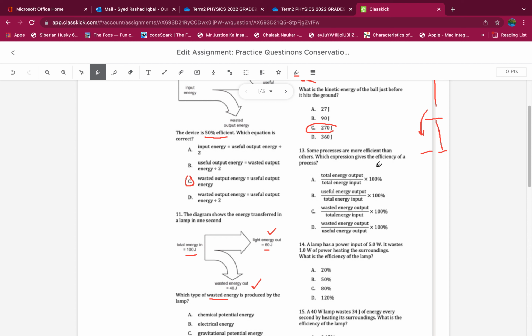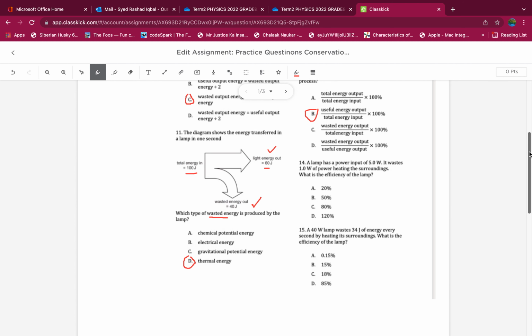So which one is this? Look, total energy output over total energy input. No. We only consider the useful energy output. So the useful energy output, so our option will be B, over total energy input multiplied by 100%. In this way you are able to find the efficiency.